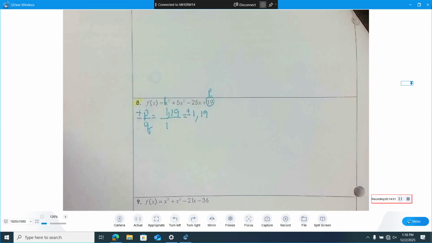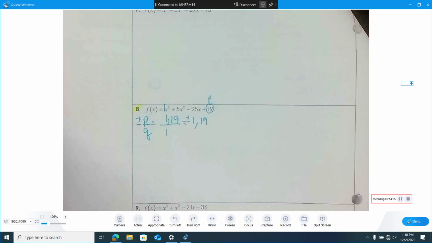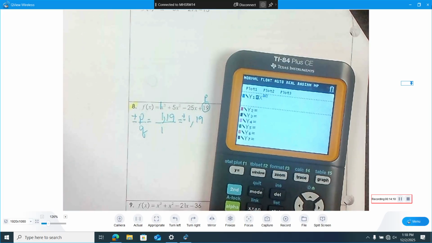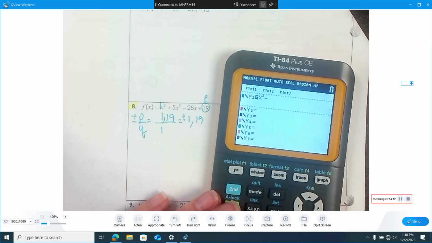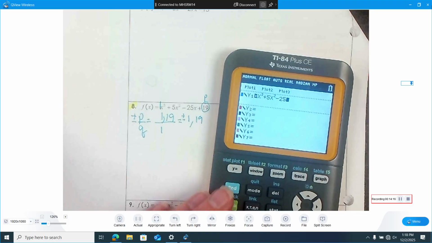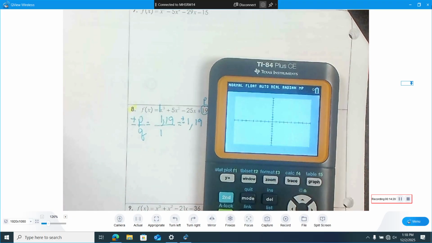All right. So that being said, which one do you want to try? You want to try 19? Did you type it in the calculator? Oh, let's type it in the calculator because I don't want to waste my time. I don't know about you, but I certainly don't want to waste my time. All right, so I'm going to type it into my calculator and do a little graphing check here.